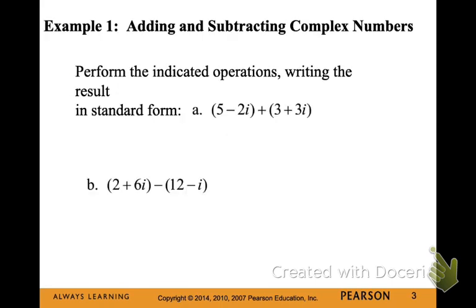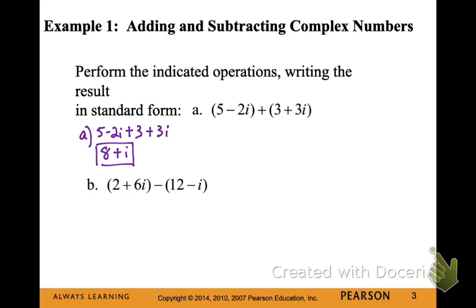So let's look at example 1, adding and subtracting complex numbers. So (5 minus 2i), that's our first complex number, plus (3 plus 3i). The first thing we can do is just drop the parentheses. And then we're going to think of this as combining like terms. So combine your real numbers, 5 and positive 3, which is 8, and your imaginary numbers, -2i plus 3i, which is positive i. And then our final answer, the complex number 8 plus i, should be written in that order so that it's in standard form.